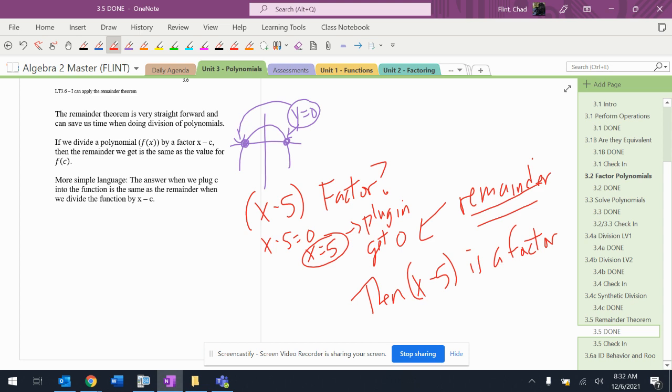All right, if I have a question that just says, is this a factor of this? I can set it equal to 0 and solve it. Make sure you do that, set it equal to 0 and solve it. Then plug it into the original function. If you get an answer of 0, yes, it's a factor. If you get any other answer, that means you have a remainder and it's not a factor. Really straightforward, really easy question to answer.